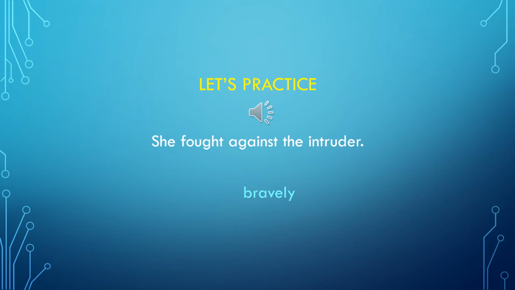You could add it in the second position and say, she bravely fought against the intruder. You can make it the third word and say that she fought bravely against the intruder. Or you can add it to the end of the sentence and say, she fought against the intruder bravely.